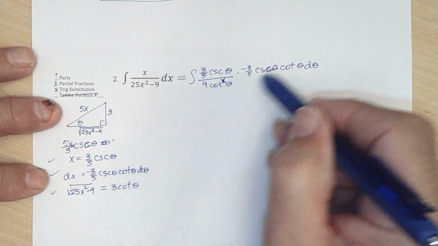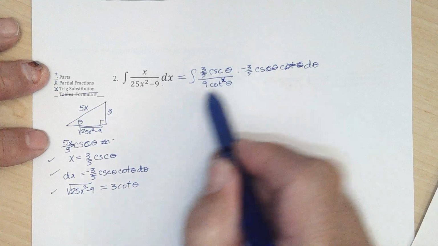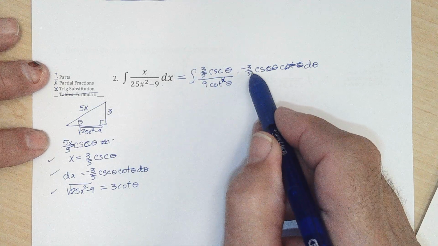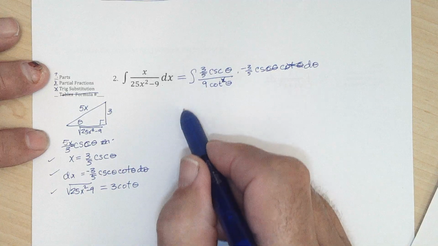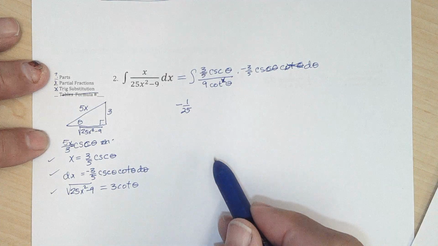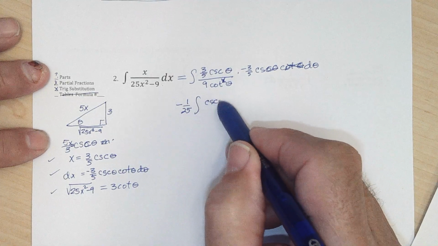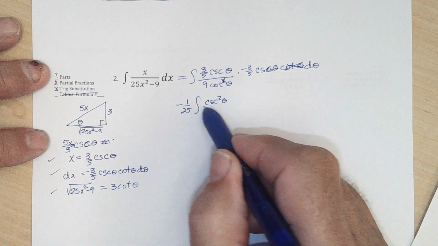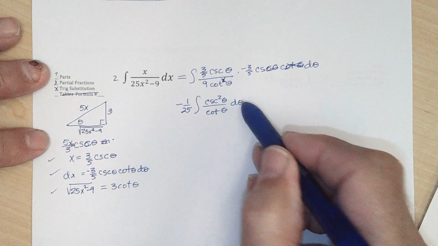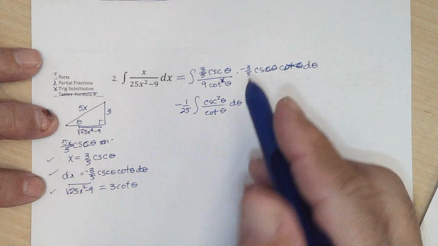One of the cotangents cancel. So we get negative 9/25 divided by 9, so negative 1/25 integral of cosecant squared theta over cotangent theta d theta. And here I changed the sines and cosines, which was a mistake.